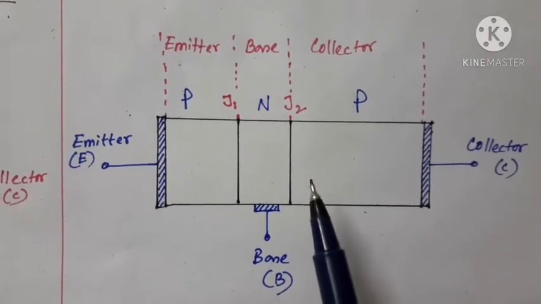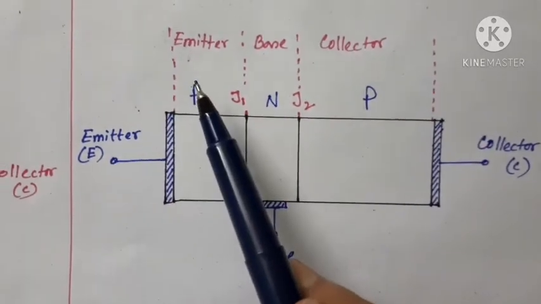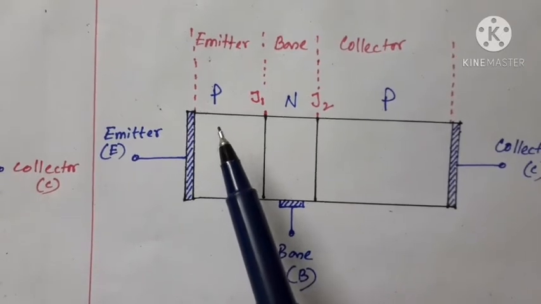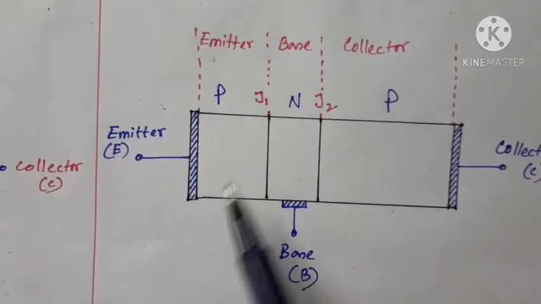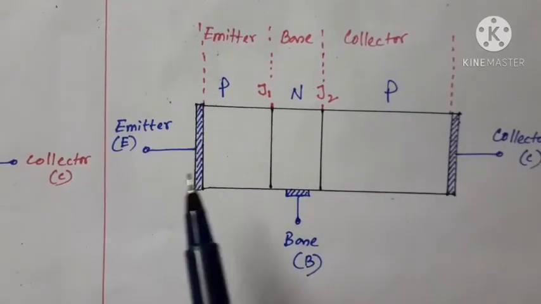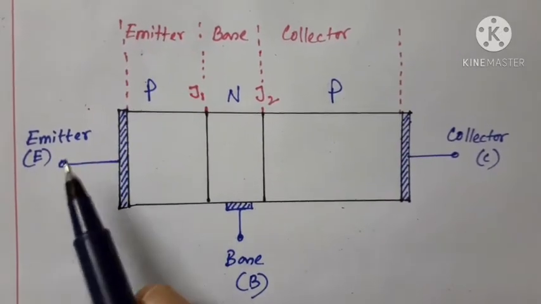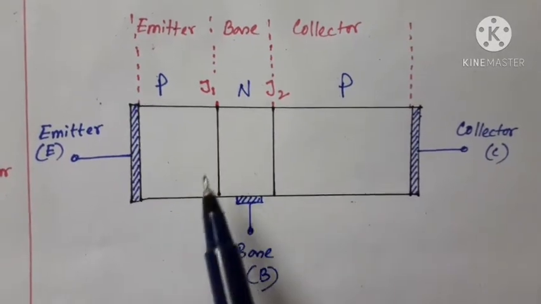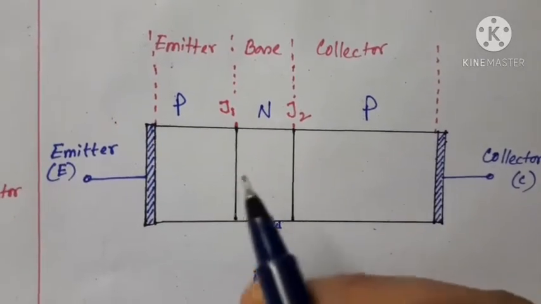Here in this diagram you can see there are three different regions: emitter, base and collector. As I am discussing the working of a PNP transistor, it consists of a P region, an N region and another P region. And there are three different terminals, as I've already told you: emitter E, base B and collector C. Now let us see what is within this P-type extrinsic material.